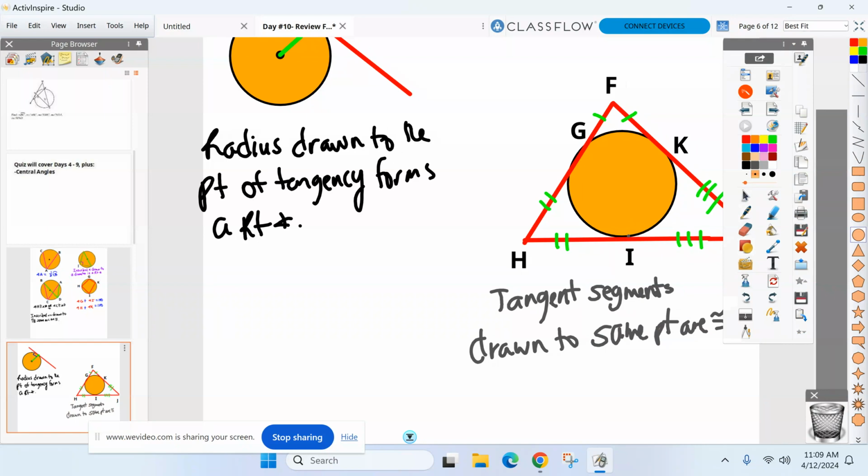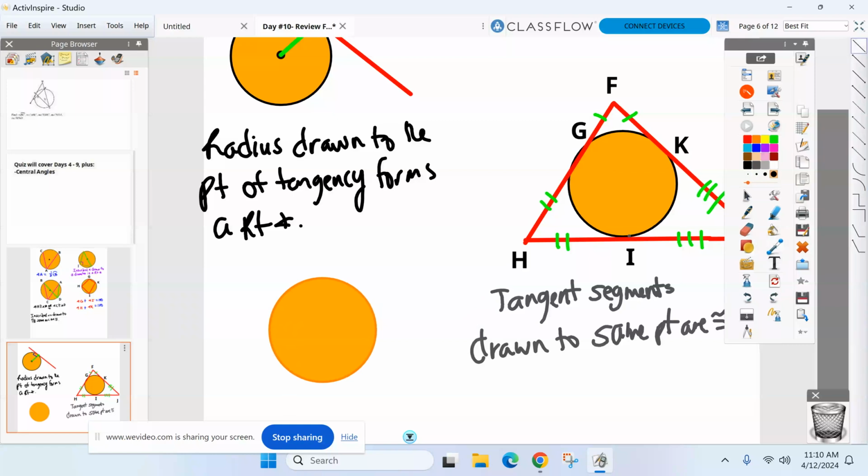Before I leave this one, I just don't want you guys to think this only applies to the diagram that looks like this when I have a circle and a triangle drawn circumscribed around it. No. Hey, it could be just as simple as this. Still applies. Those two are congruent. So I just don't want you to think, oh, I got to see a circle with a triangle around. No. It could just be as simple as that, and it still applies.